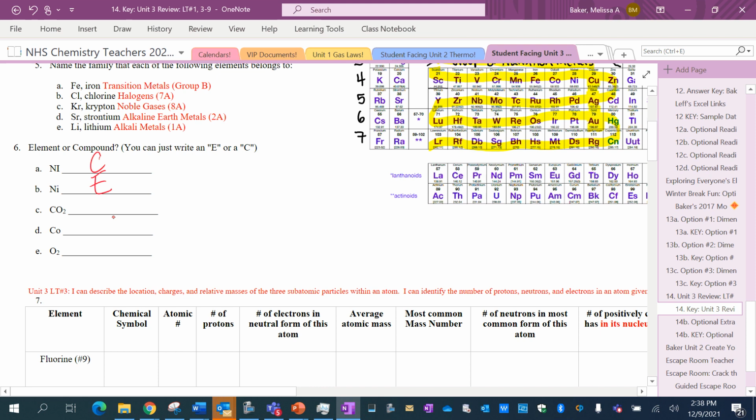That would be nickel. Capital C, capital O, that's at least 2 capitals. That's another compound. While capital C, lowercase o would be the element cobalt. 2 oxygens would also be an element because it's not 2 different ones. A better name, we call it a molecule.